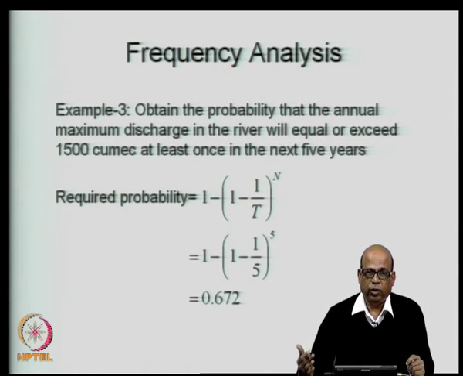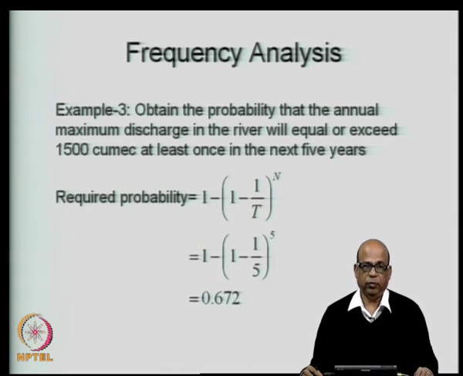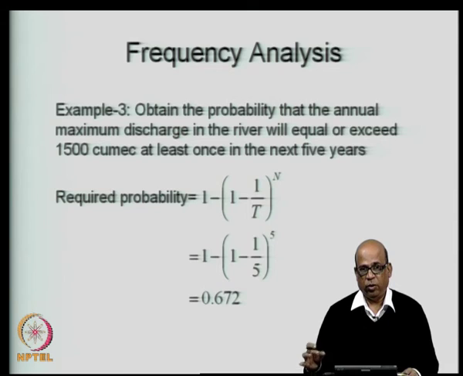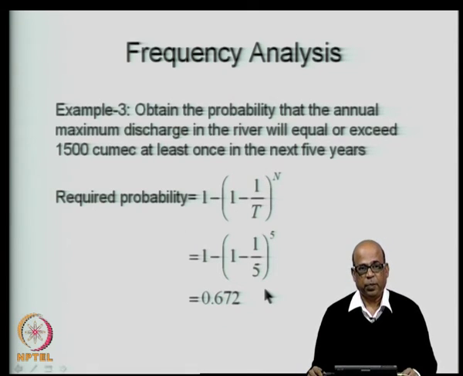Then we also examined the relationship between the probability and the return period, and we showed that the probability of X being greater than or equal to x_T is in fact 1 by T, where T is the return period. Then we answered the question of what is the probability that in a given n year record the T year event will occur at least once, and that is the solution that we have obtained here.